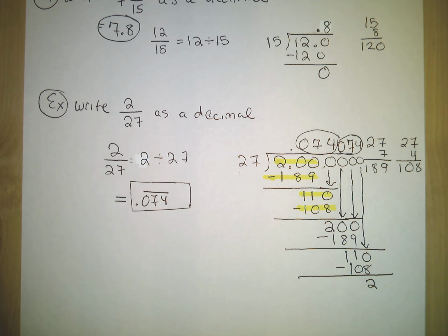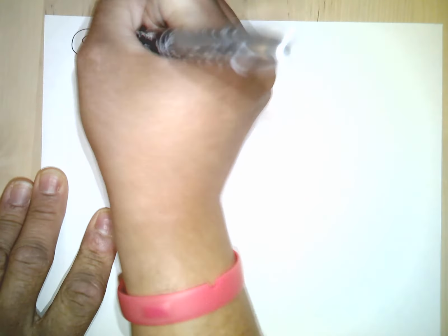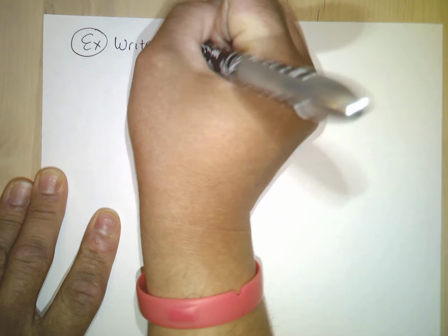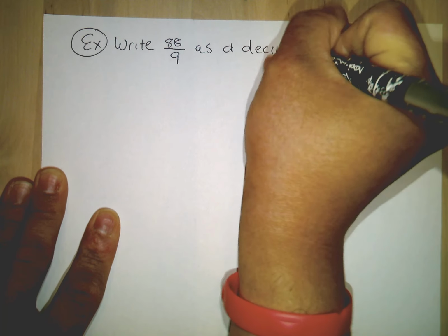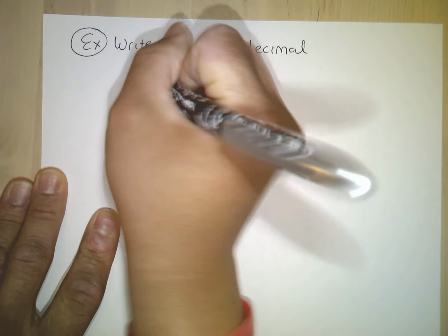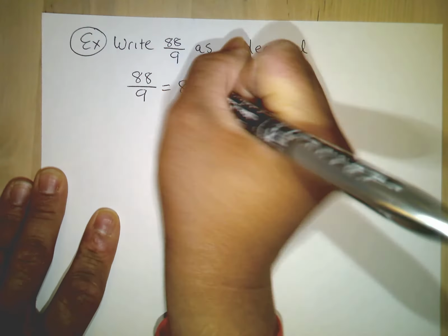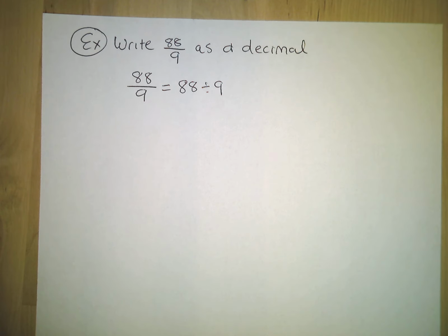Now let's try another exciting example. All right, so here is another example for us to do. Let me get it ready here. So let's write 88 over 9 as a decimal. 88 over 9 is the same as 88 divided by 9.